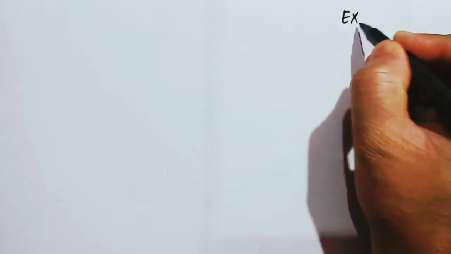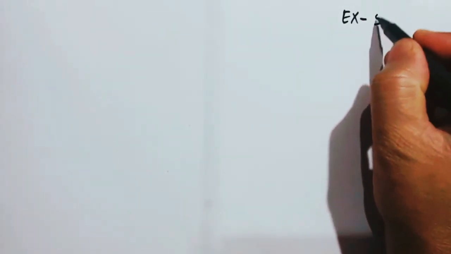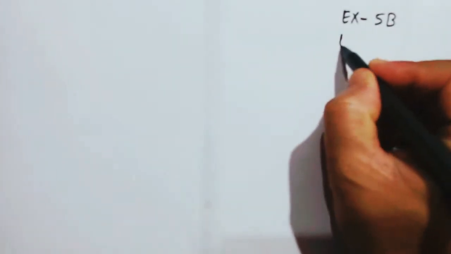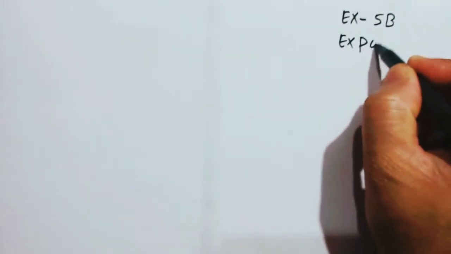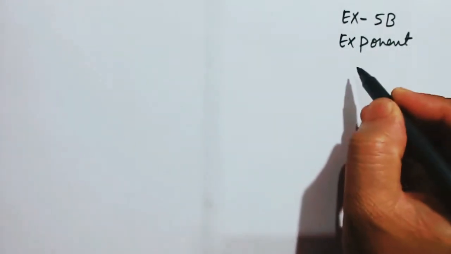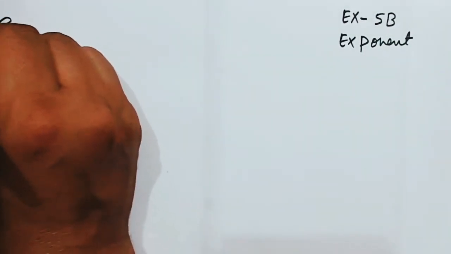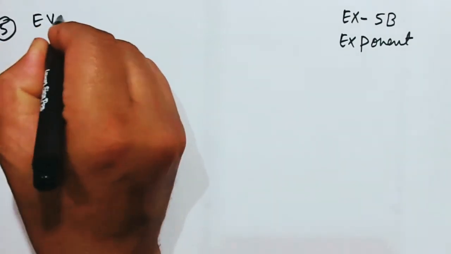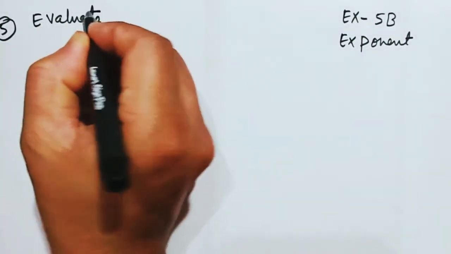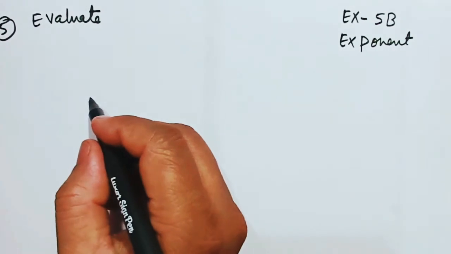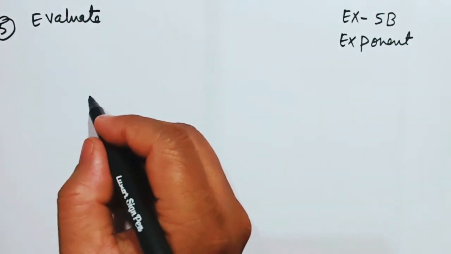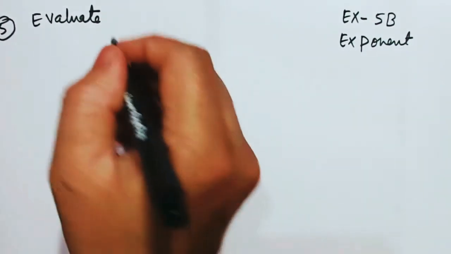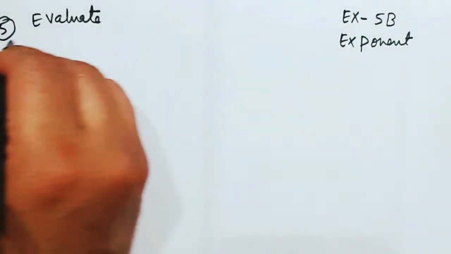We are in exercise 5b and we are dealing with exponents, number 5, which says evaluate. I hope you know the meaning of evaluate: to find the value of. So naturally you will simplify and find the value of number 1.